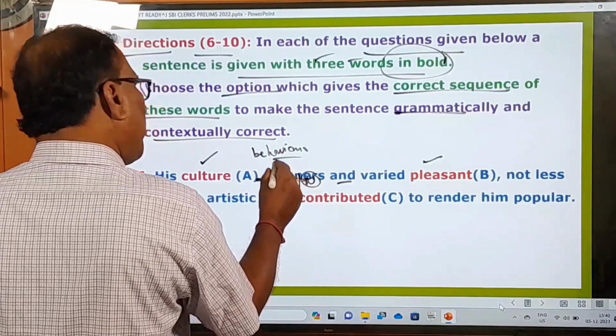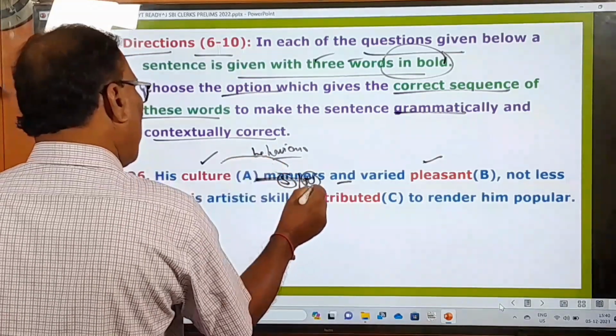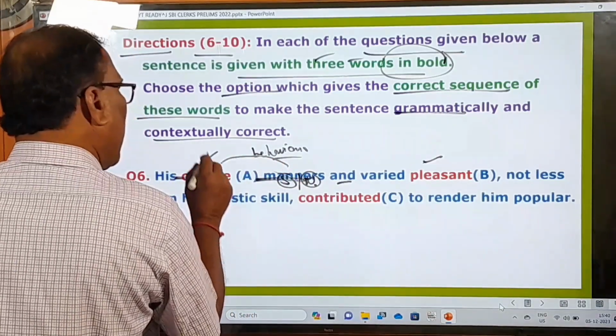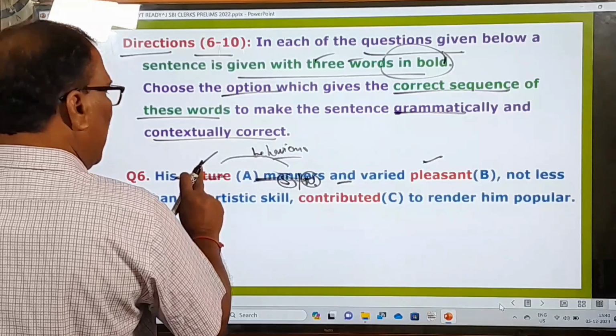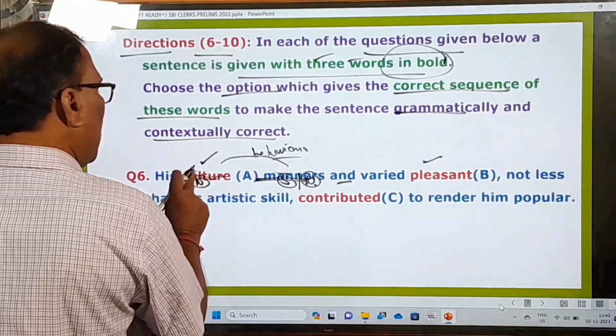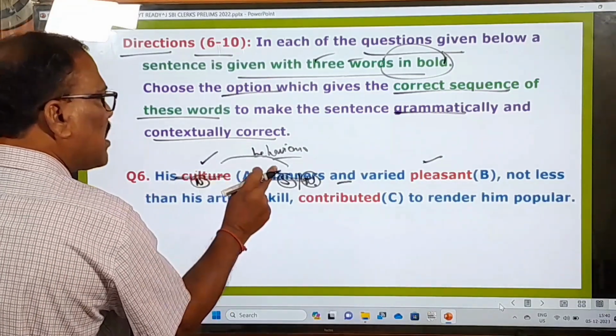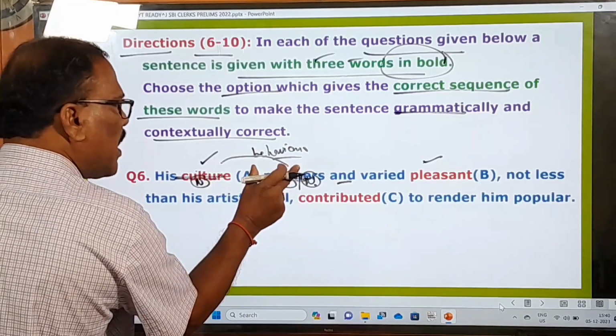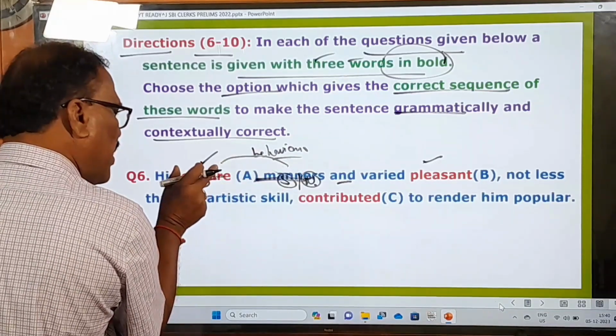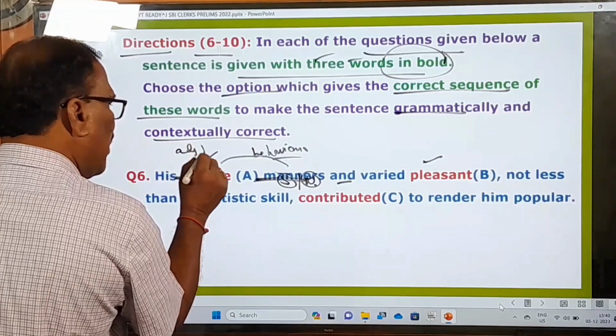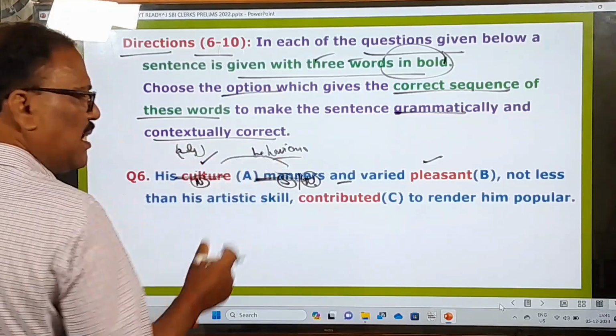So to describe this singular noun, there should be what? An adjective. Culture is a noun. A noun cannot describe another noun. To describe this noun, we have to use only an adjective here. So here, his culture manners is not the right one.